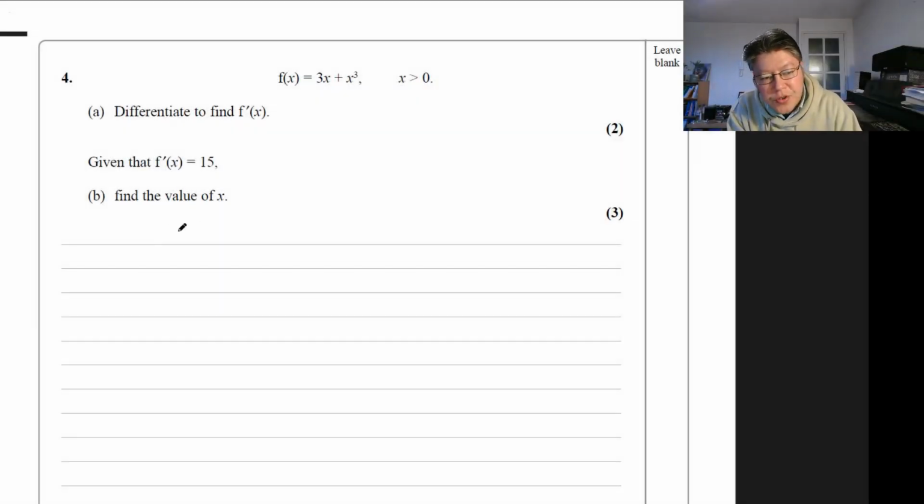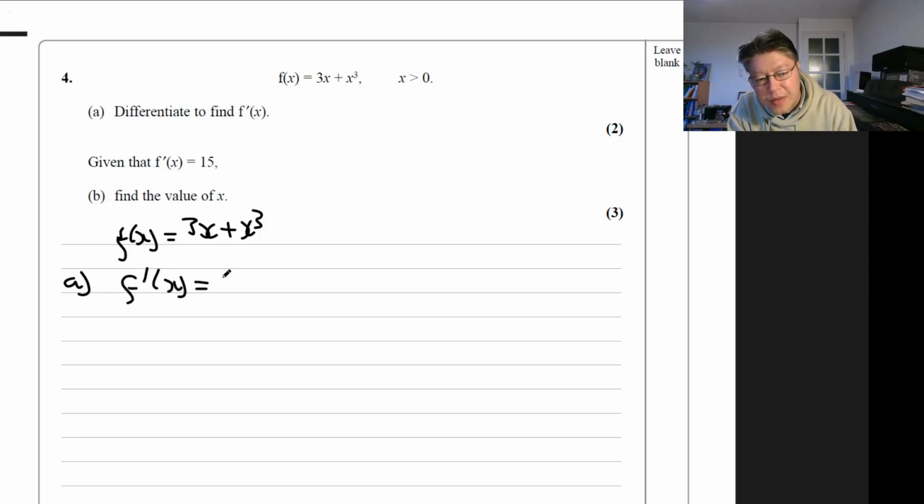Okay, so in this question we're given f of x equals 3x plus x cubed. And part A, we need to differentiate. So this is already ready for differentiation, so we can just do that straight away. So f dash of x is 3 plus 3x squared.